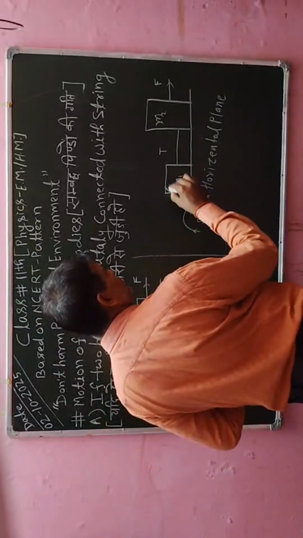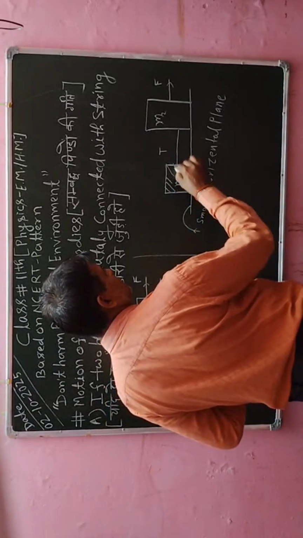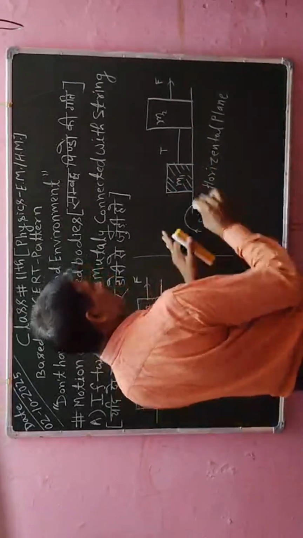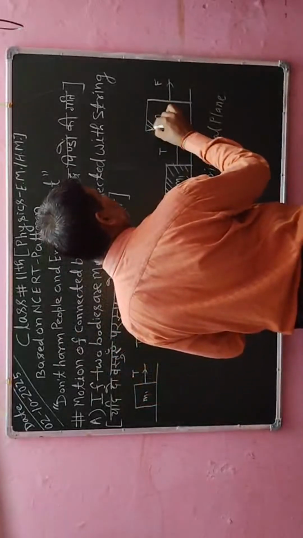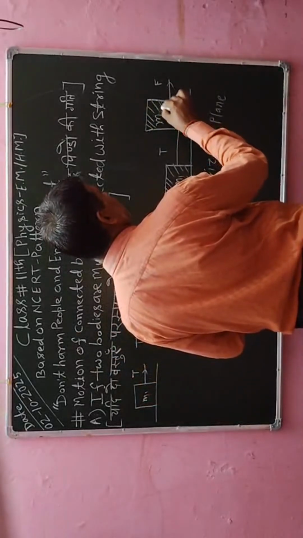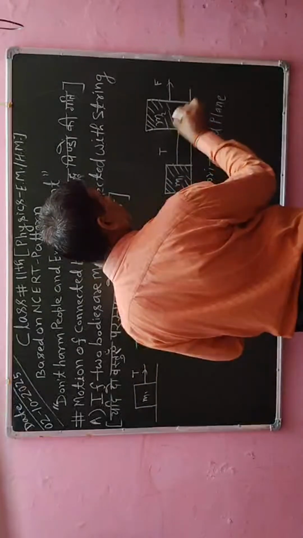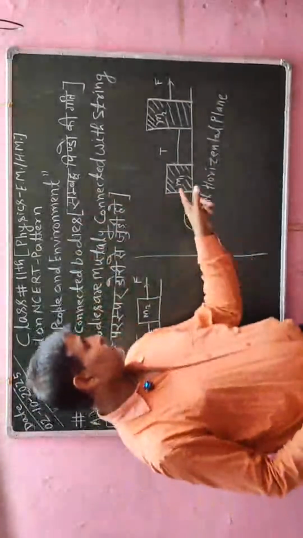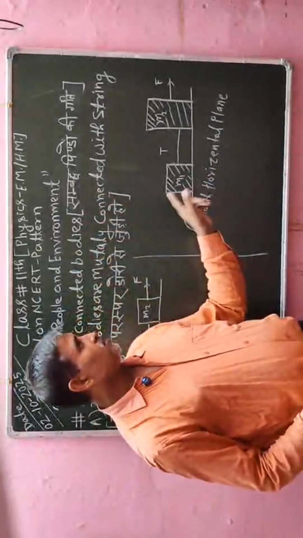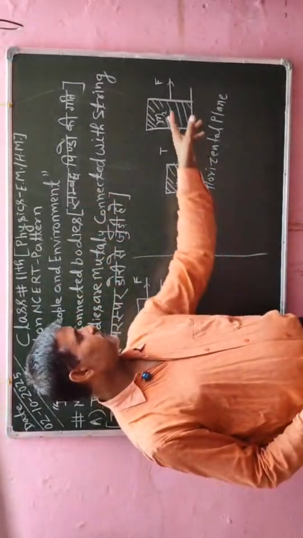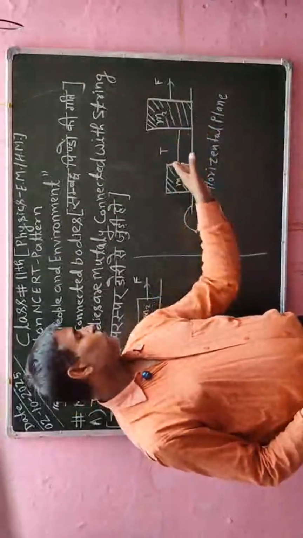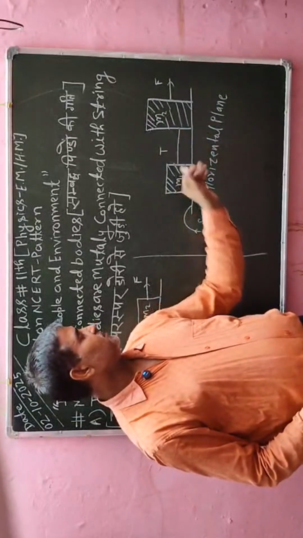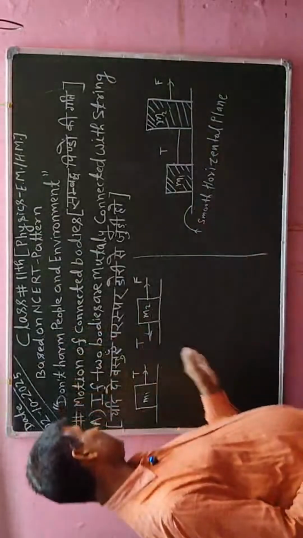Now I am going to hatch this one. Okay, so each and every student will understand this is the body which has mass m1, and this is the other body which has mass m2. Now these two bodies, one with mass m1 and another with mass m2, are both connected with a string. So there is a tension T. So separately I have divided here.